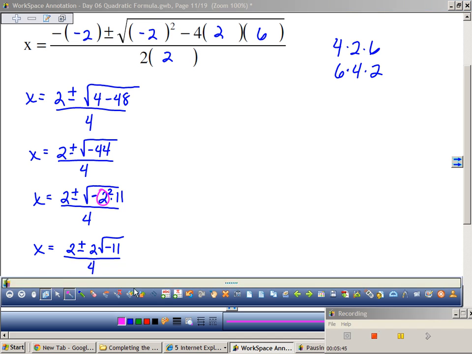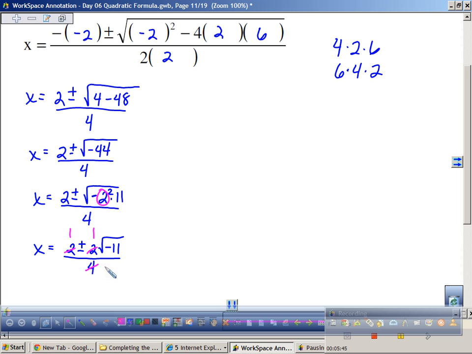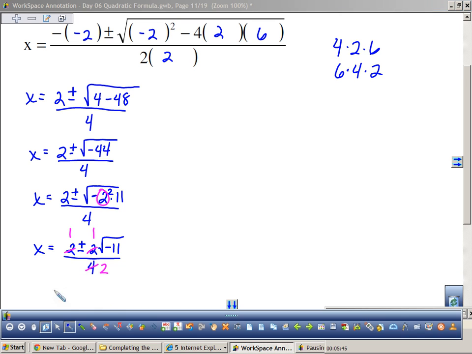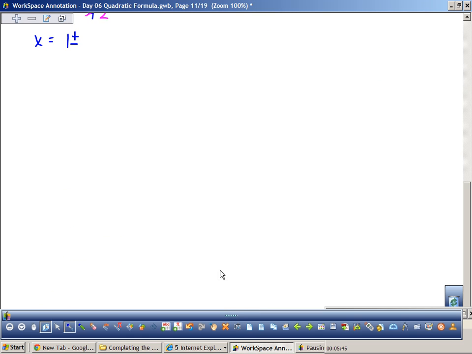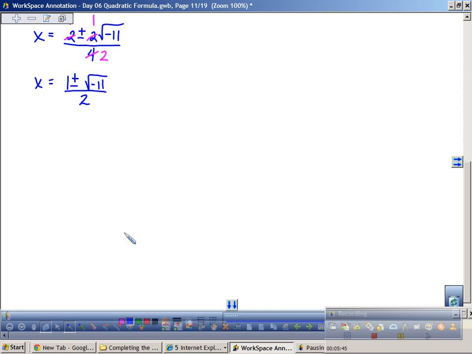What can I cancel? So I take a 2 from this 2, and what happens? So 1. I take a 2 from this one, and it's a 1. And a 2 from this one, and it's a 2. So my answer is x equals 1 plus or minus the square root of negative 11 all over 2. And those are the hardest ones right there, where you have to simplify, simplify, simplify. And you just got to do step by step by step by step.